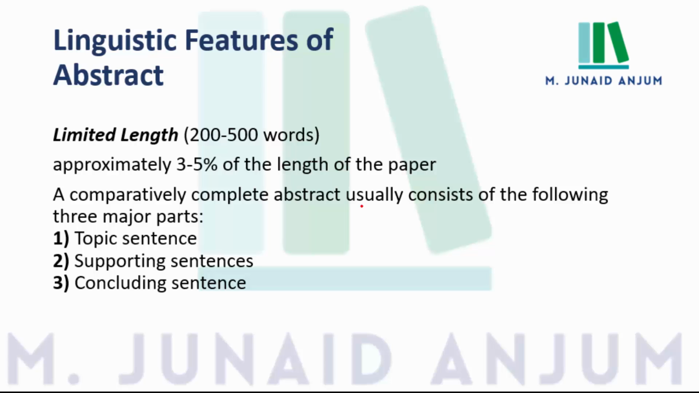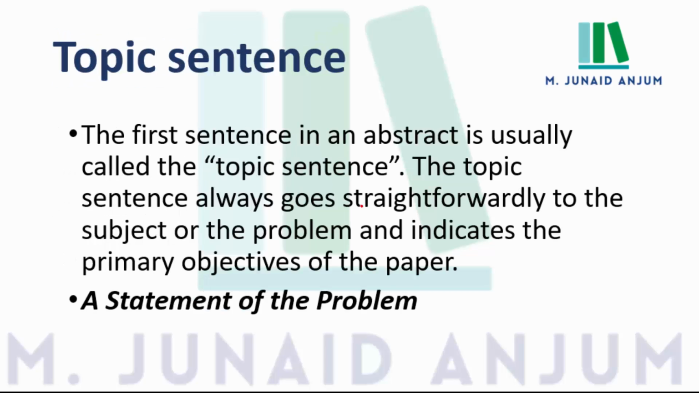A comparatively complete abstract usually contains the following parts: topic sentence, supporting sentence, and concluding sentence. First of all, the topic sentence. Basically, the first sentence in an abstract is usually called the topic sentence, and the topic sentence always goes straightforwardly to the subject or the problem and indicates the primary objective of the paper. Basically, we can say that this is the statement of the problem.